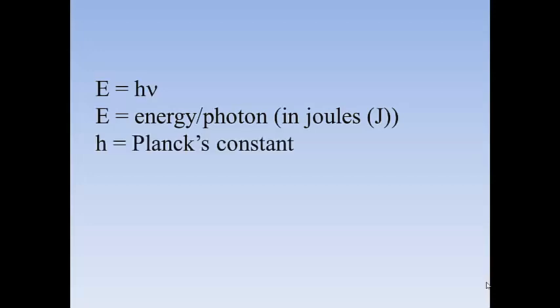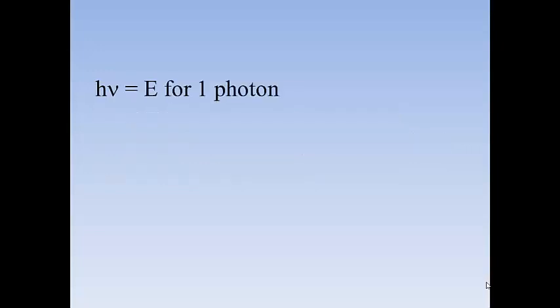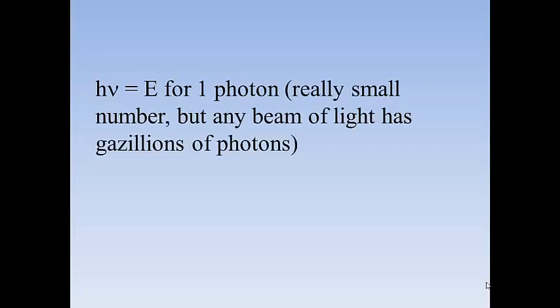H is called Planck's constant. It's equal to 6.63 times 10 to the minus 34th joules times second. A really, really small number, and also a number you do not have to memorize. You'll be supplied with this. Nu is the frequency in the usual units. So h nu equals the energy for one photon. It will be a really small number. But as any beam of light has gazillions of photons, light beams, or EMR, can have a lot of energy.